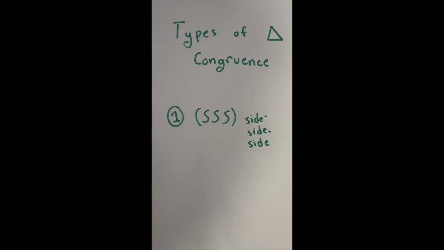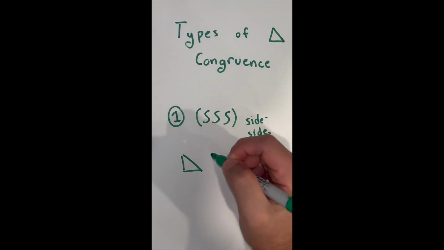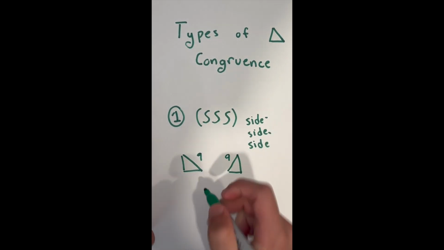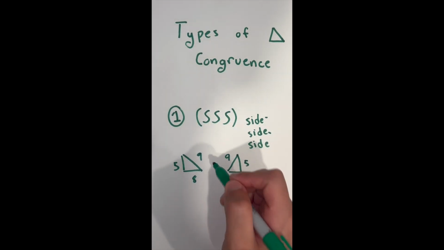What are the types of triangle congruence? Well, to begin with, we have SSS, or side, side, side. And to prove this, we have two triangles that are not to scale with corresponding sides that are all the same. All three sides are the same, therefore the triangle is congruent.